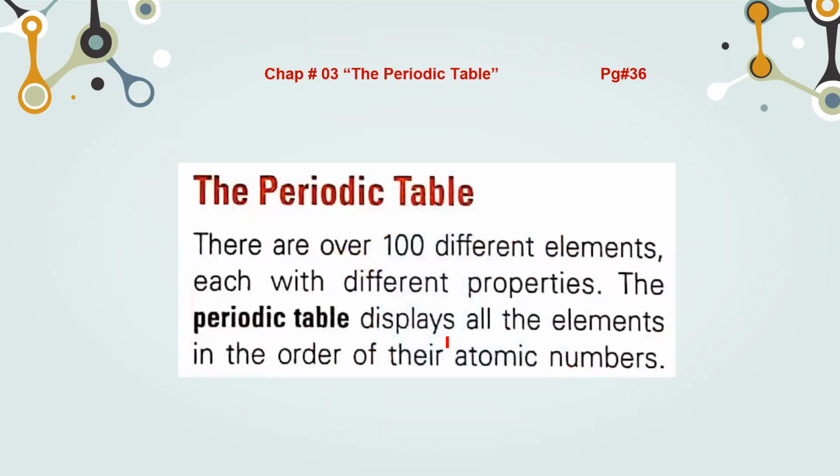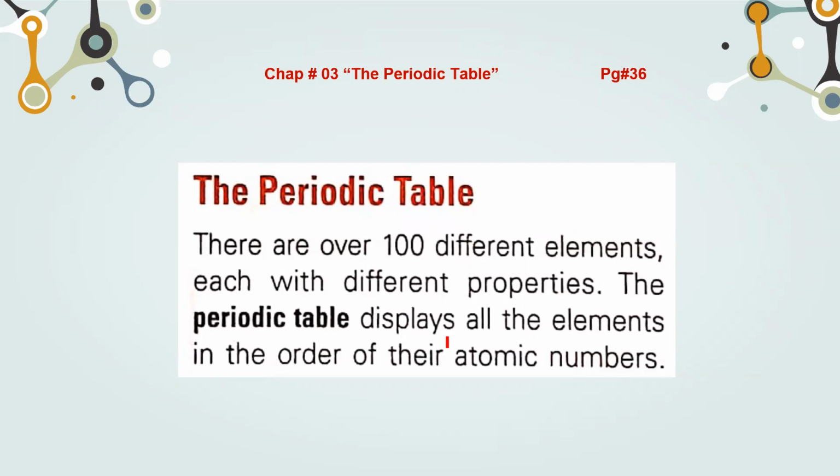We all know that more than 100 different elements have been discovered yet, each with different properties. For example, the properties of iron are quite different from those of gold, and the properties of gold are quite different from those of sodium. Sodium's properties are quite different from chlorine. So different elements have different properties. The periodic table displays all the elements in the order of their atomic number.